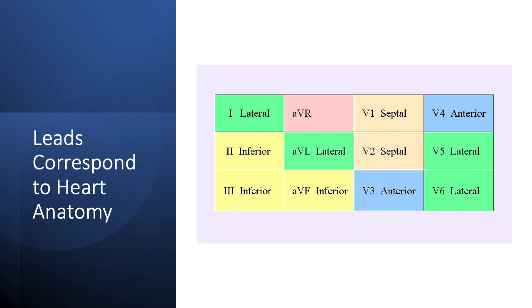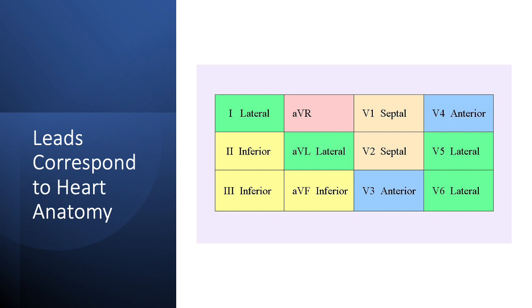Leads 2, 3, and AVF, shown here in yellow, are also called the inferior leads. The inferior leads correspond to the inferior portion of the heart, which is typically the right ventricle, and it is associated with the right coronary artery.